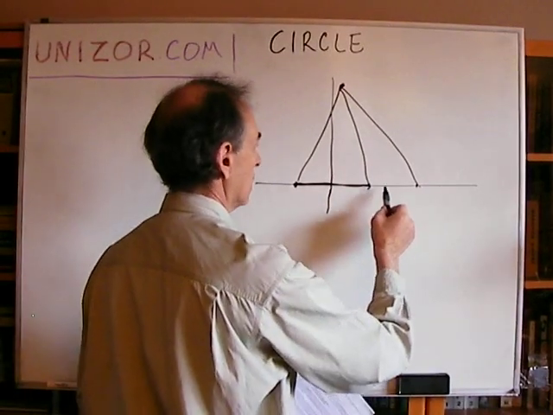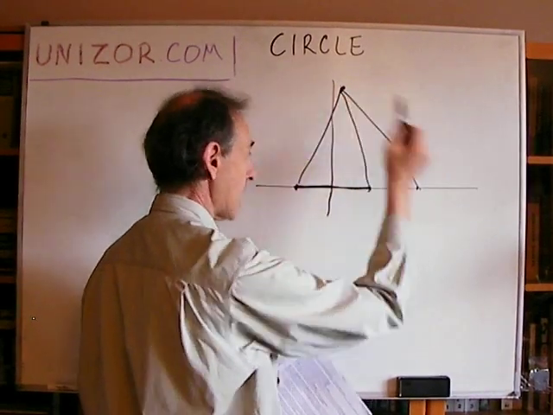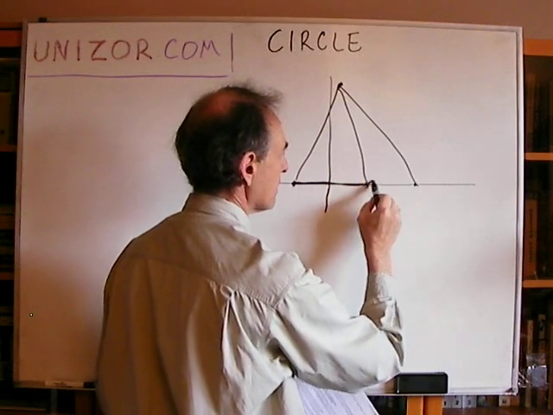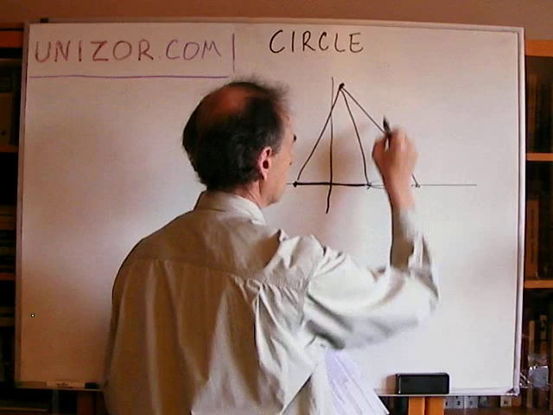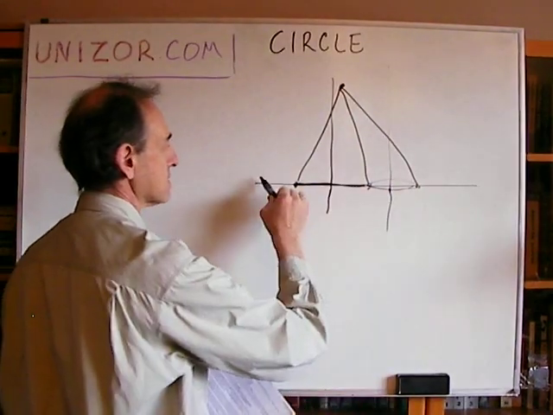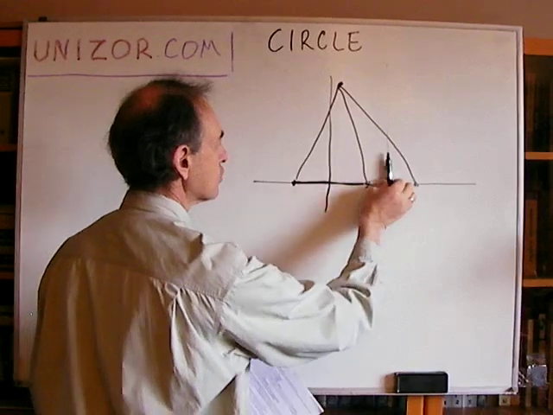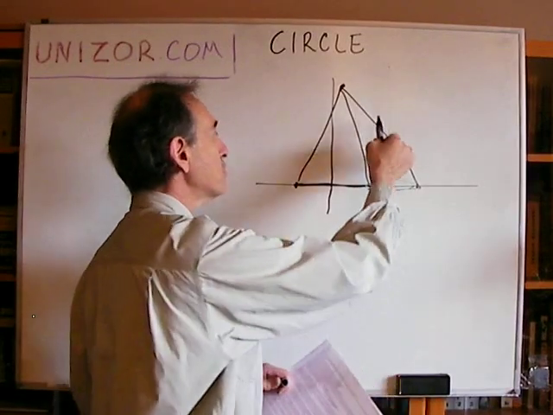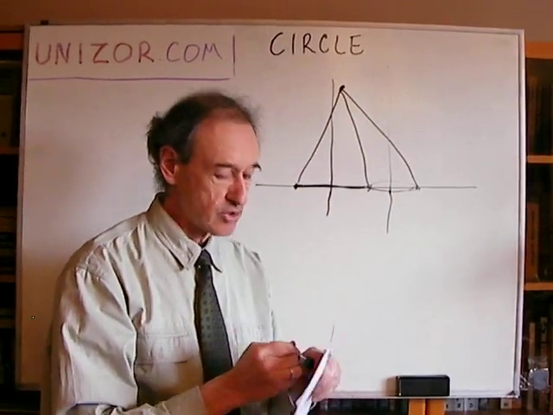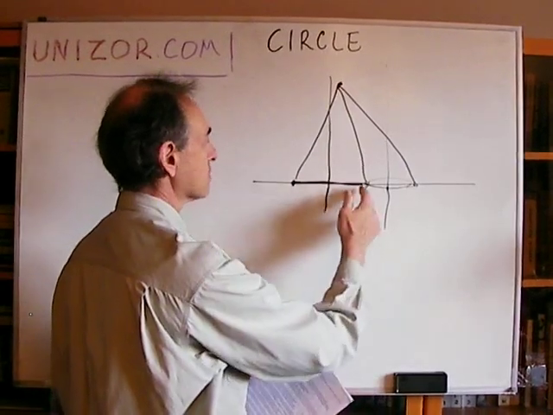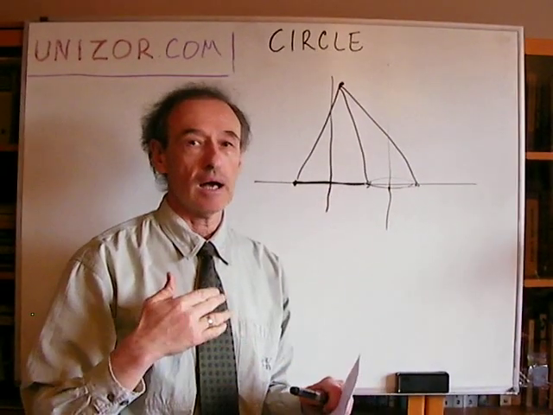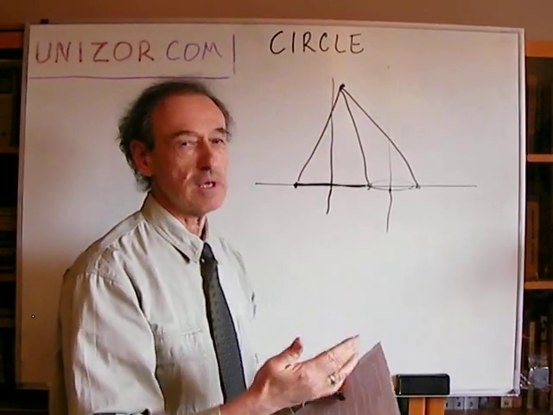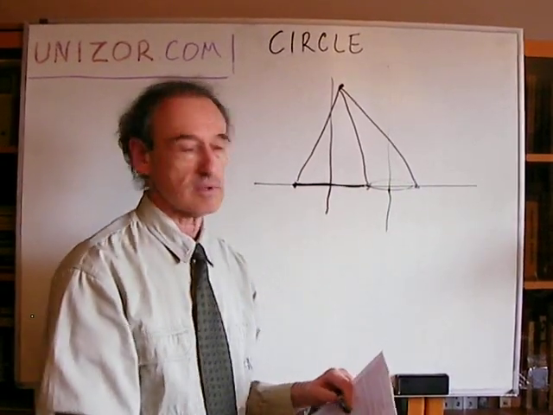Now, at the same time, the same center should lie on the perpendicular bisector of this segment. So it should be somewhere here. Now, but we know that since it's on the same line, then these two perpendicular bisectors, they're perpendicular to the same line, which means they're parallel, which means they never cross. And that's actually the proof that these three points, which are lying on the same line, cannot be connected by a circle, because the center must be on a crossing of two parallel lines, which does not exist.